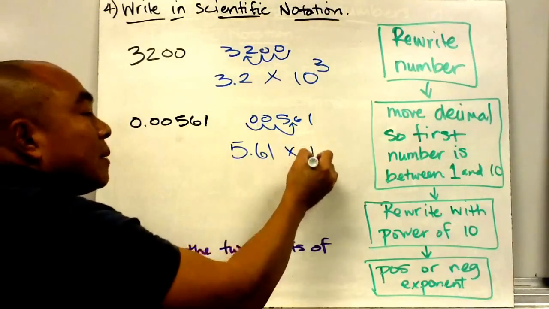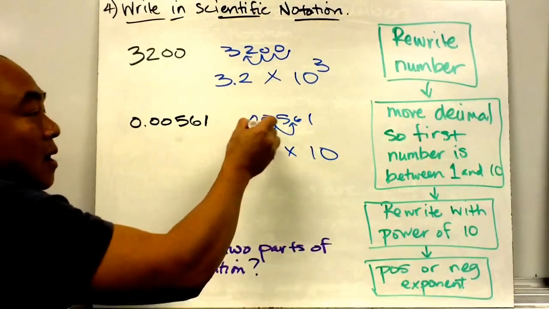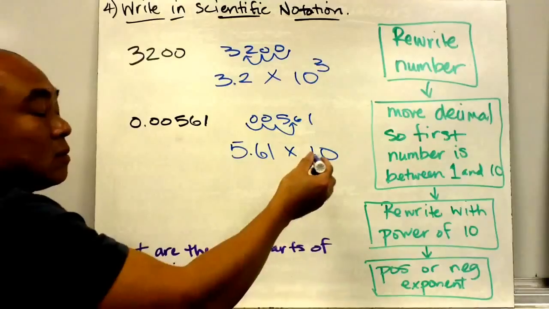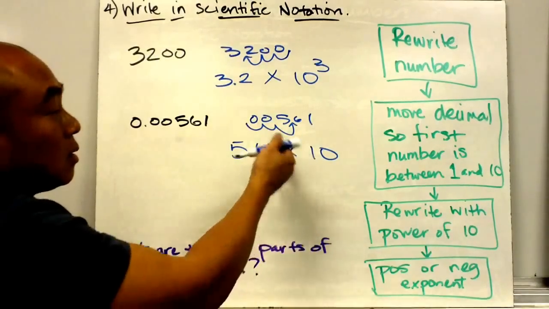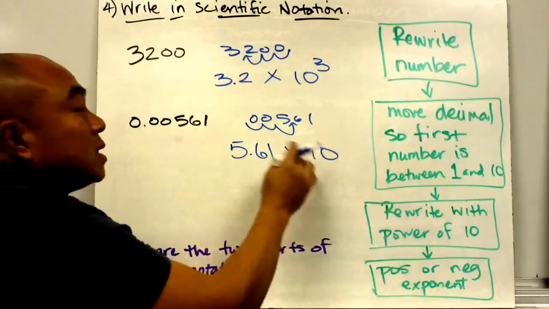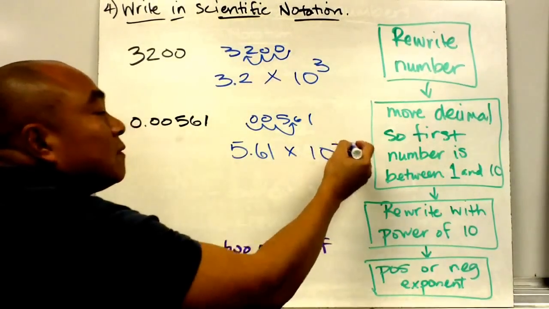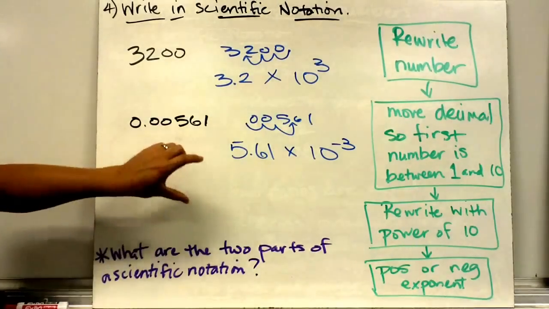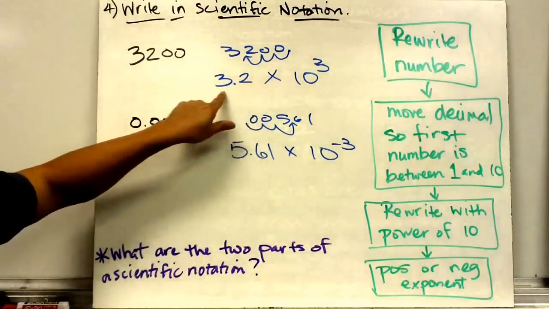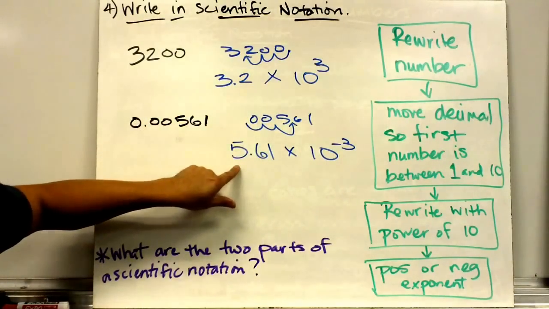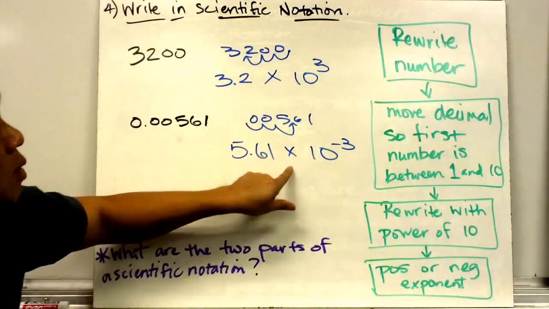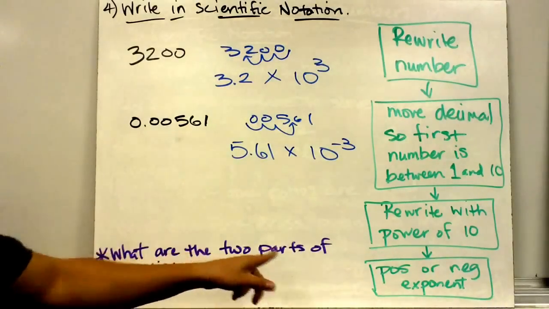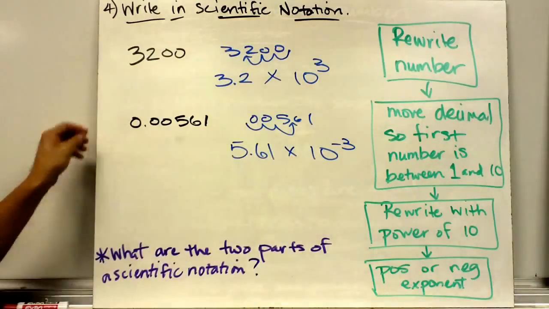Then I'm going to multiply it by a power of 10. Now, if you noticed, I had a very, very small number. I'm also moving it basically in the opposite direction of this. So which means my small number is going to make it a negative, and I moved it 3 times. Okay, so writing in scientific notation, make sure that the first number is between 1 and 10, and the second part is that you are multiplying by that power of 10. Alright, so what are the 2 parts of the scientific notation? We just covered that right now.